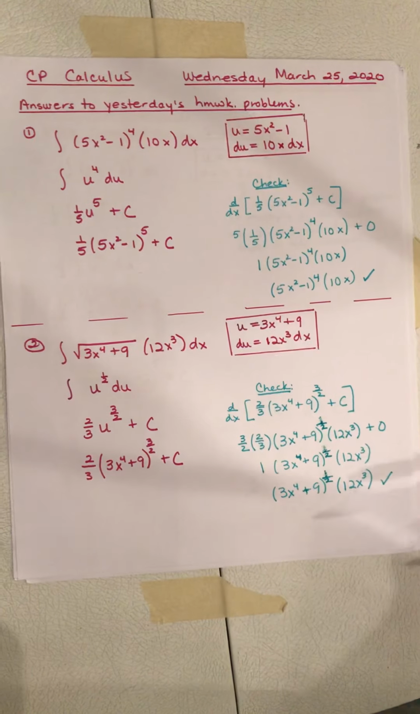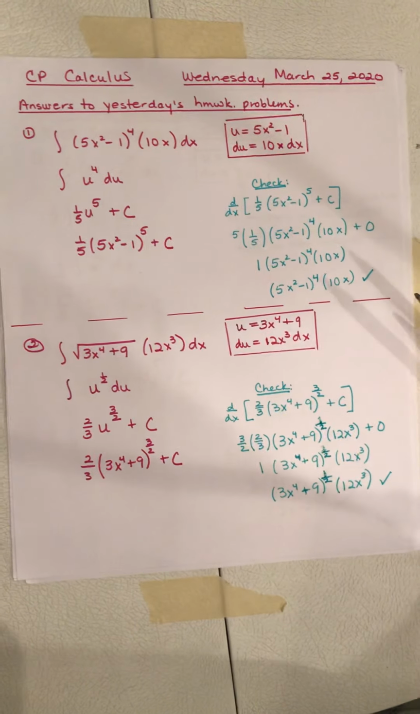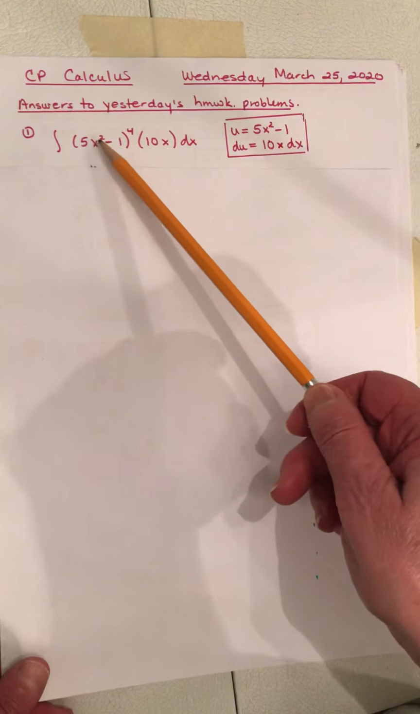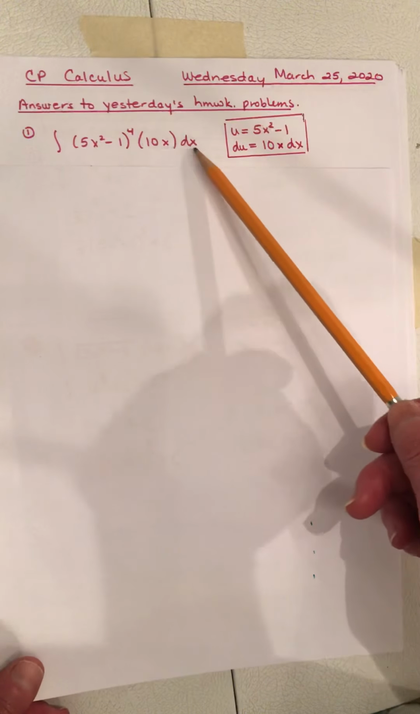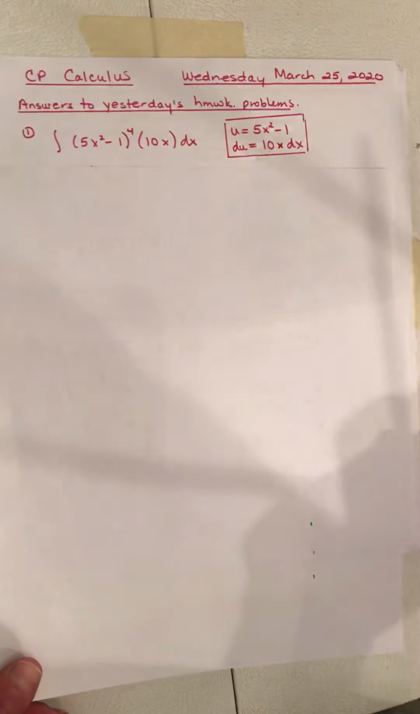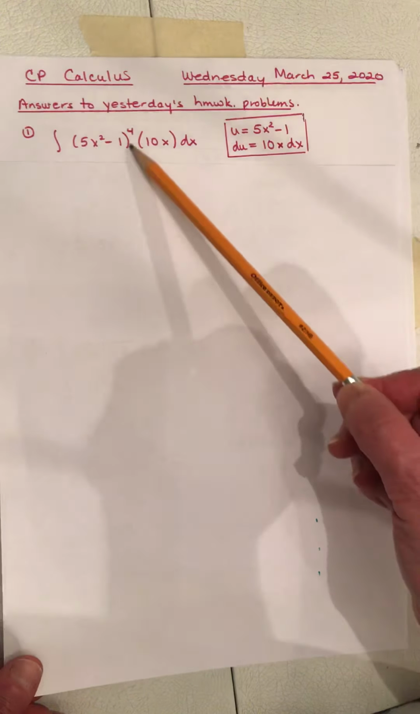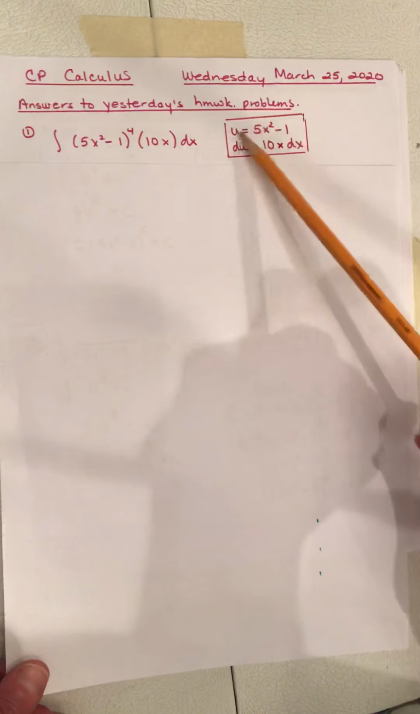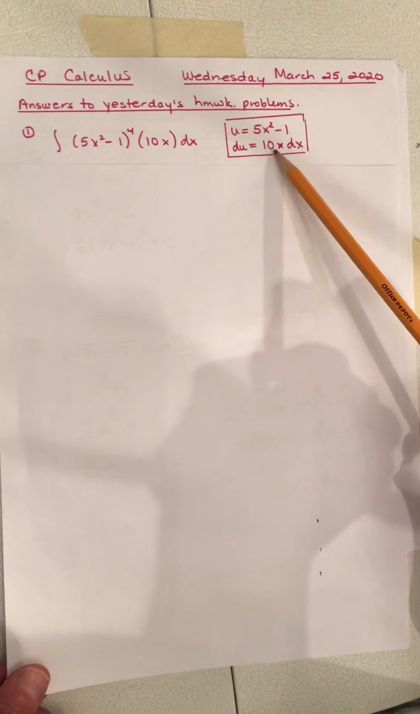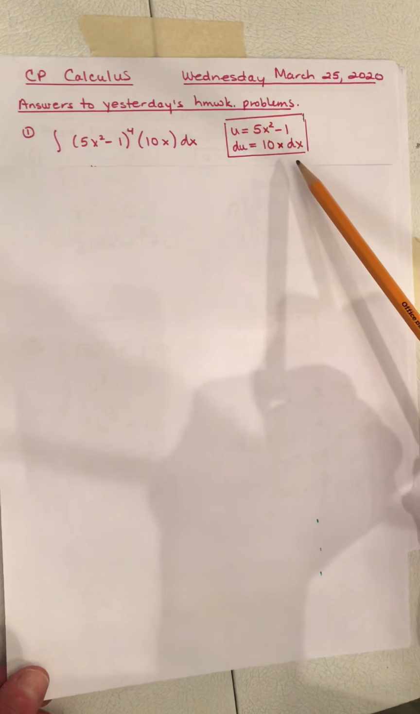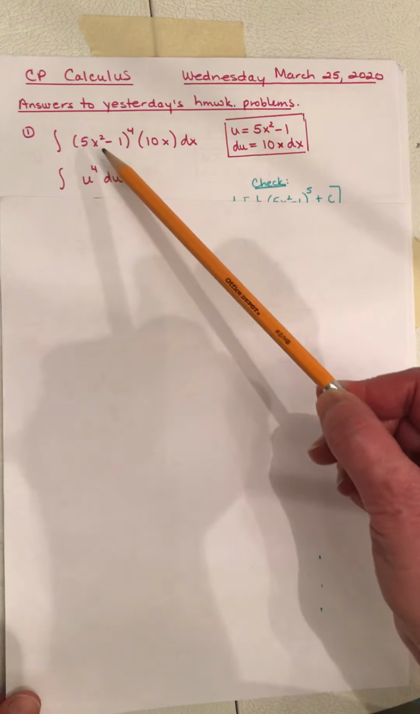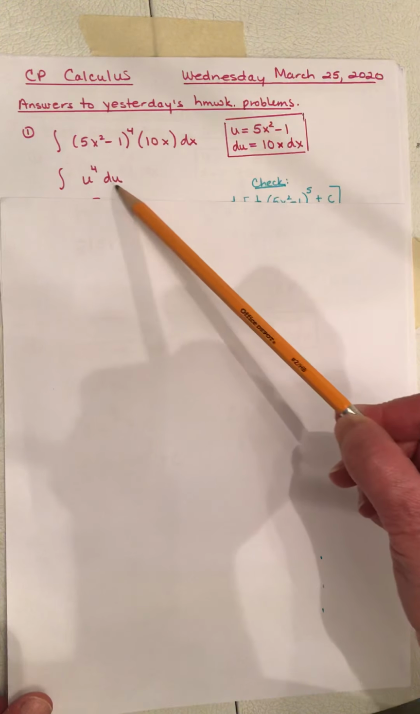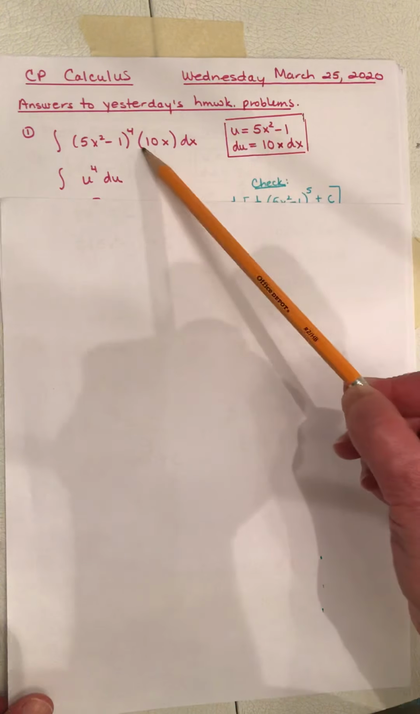I'm going to start with the answers to the two problems I gave you yesterday. So let's see, what are we looking at here? Here was the first one. The integral of 5x squared minus 1 to the fourth power times 10x dx. We were doing u/du substitutions, so we look for the inside function, which is 5x squared minus 1. That becomes u. We take the derivative of that, we get 10x dx. So now we substitute. We can see that u takes the place of 5x squared minus 1. We still have the fourth power, and then the du will take care of the 10x dx.